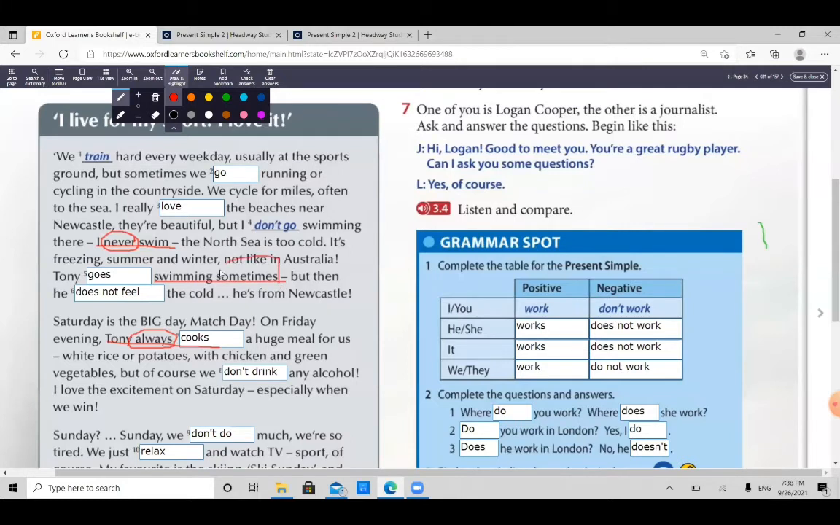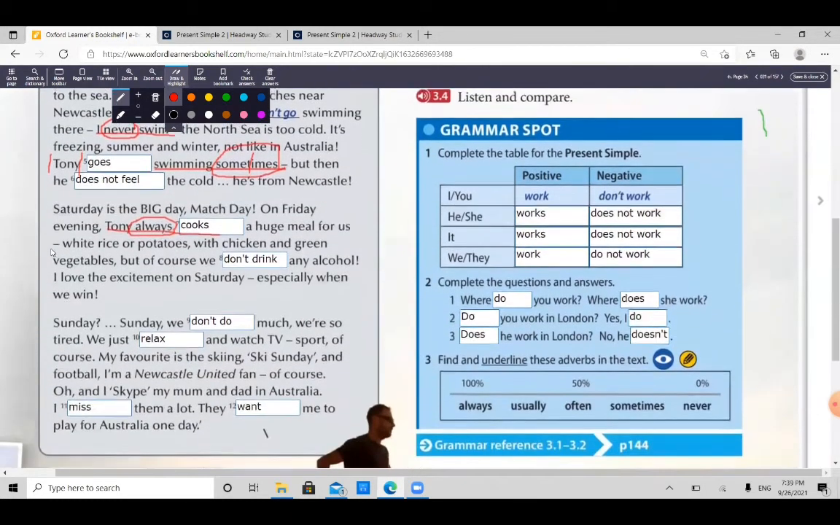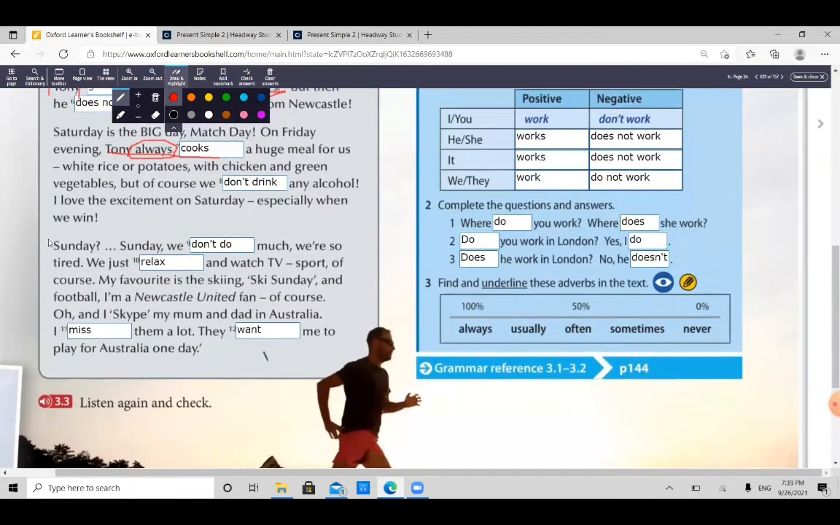And Tony sometimes goes swimming. You remember last time we said that sometimes can come before the verb, or at the beginning of the sentence, or at the end of the sentence, okay? But if you are not sure or you don't remember where the place of this adverb is, with always, you can use it before the verb and it would be correct. Okay? Can you repeat this one, please?